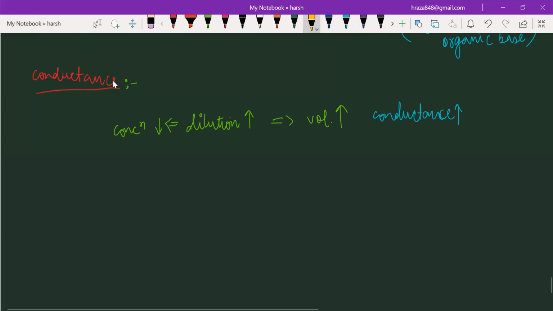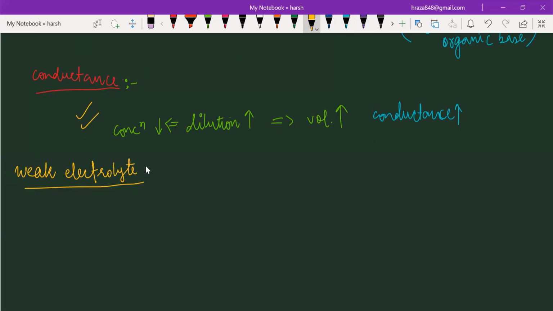So this is what is going to happen in the case of a strong electrolyte as well as a weak electrolyte, but the variation of conductance is different for weak and strong electrolytes. Is that clear? What I told you for a weak electrolyte is partial dissociation. That means basically only 10%, 25%, 30% dissociation takes place in a weak electrolyte.